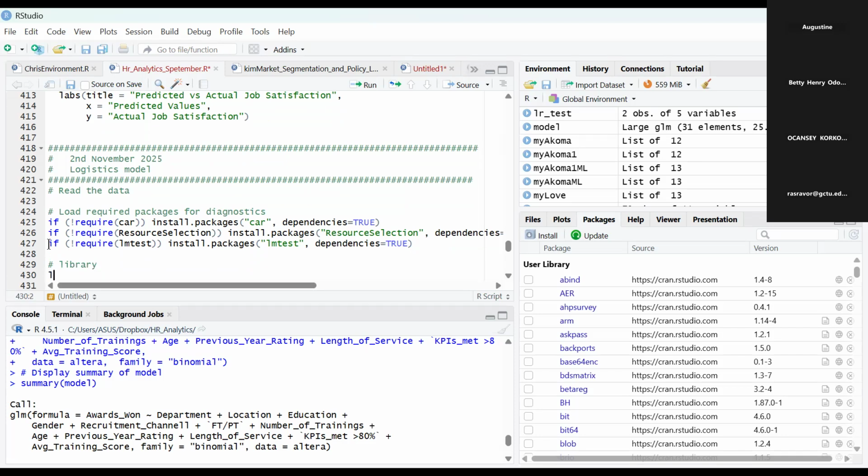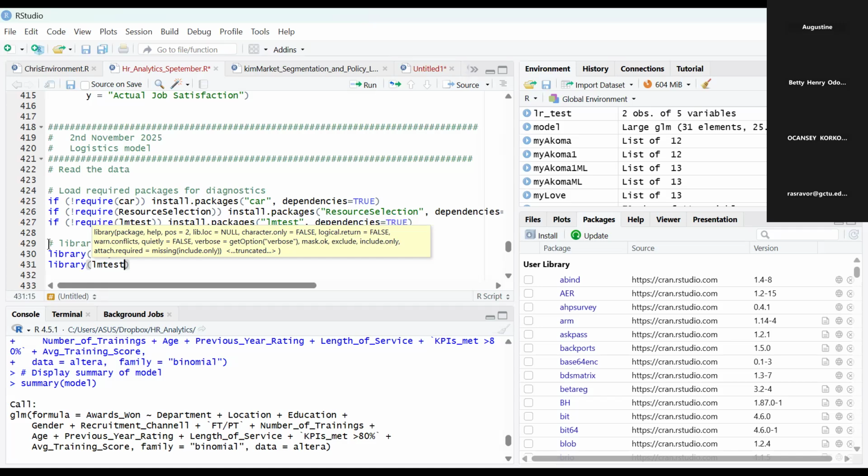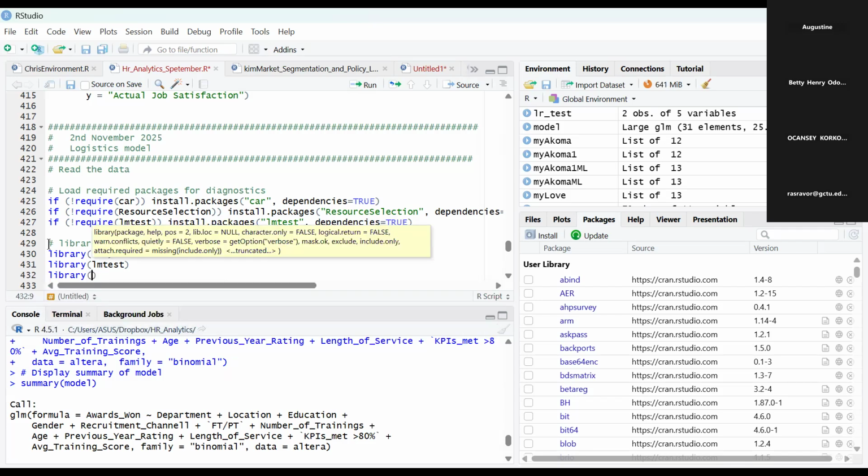Then you can do a library for car, another library for LM test, another library for resource selection. That's how you go about it.